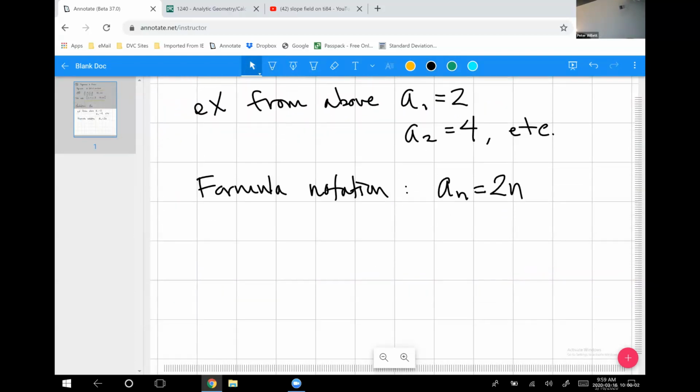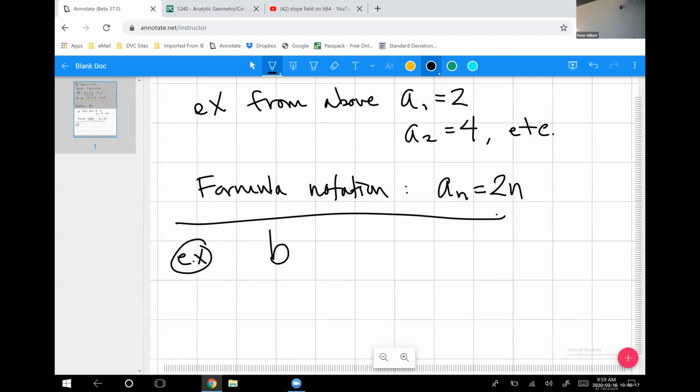All right, so let's try another example and see if this is making sense to folks. Let's do this the other way. Let's say I started by giving you a formula. I'm going to use a different letter for my sequence, so we know it's a different one. If I have B sub n, in this case for B sub n, we're going to do 5n plus 2. This is basically written like a little function.